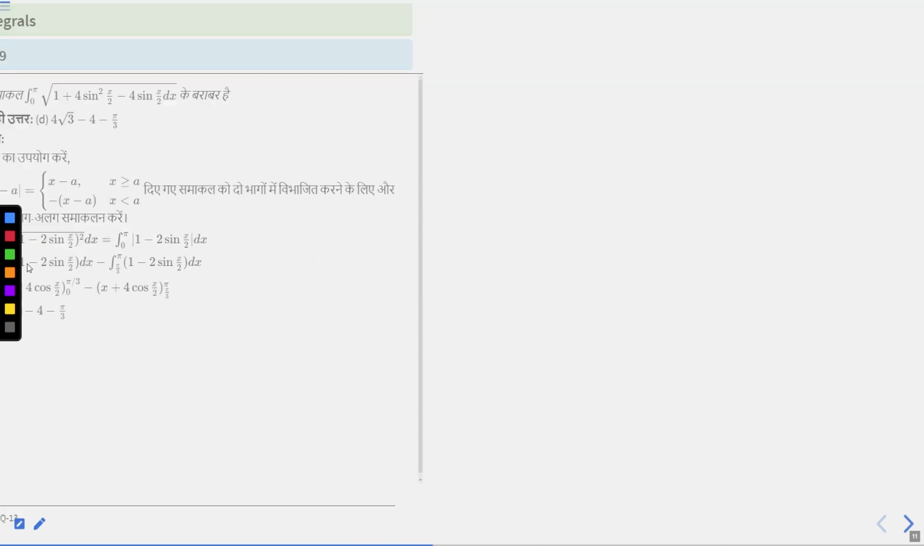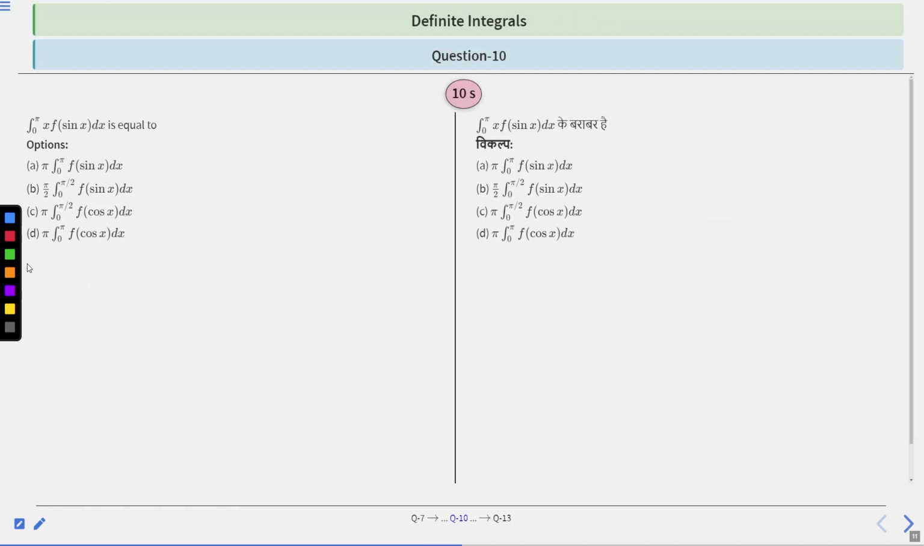Now let's move to the next question, question number 10, which says that we have to find the integral from 0 to pi of x f(sin x) dx. So what can we do in this type of question? We can apply integration by parts, because it is a product of two terms, or we can apply the formula that the integral from 0 to pi of f(x) dx is equal to the integral from 0 to pi of f(pi minus x) dx. In this way you can try to approach this question.